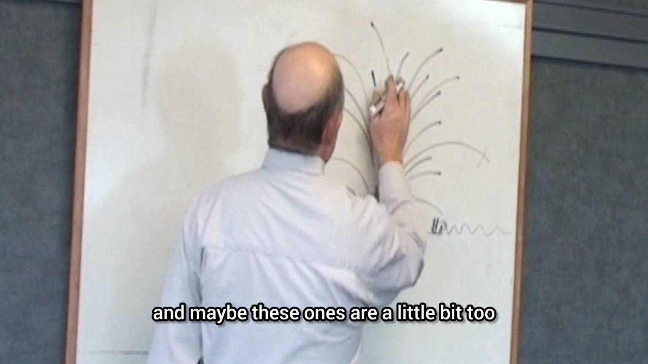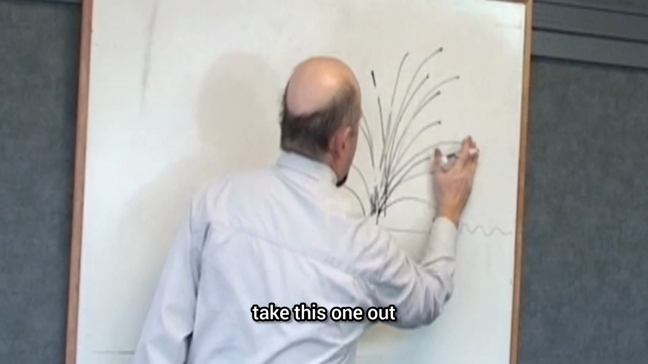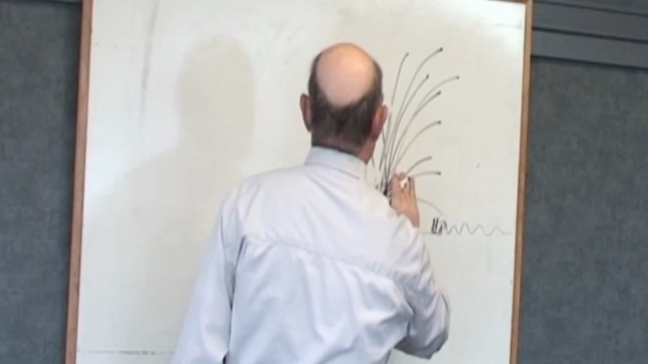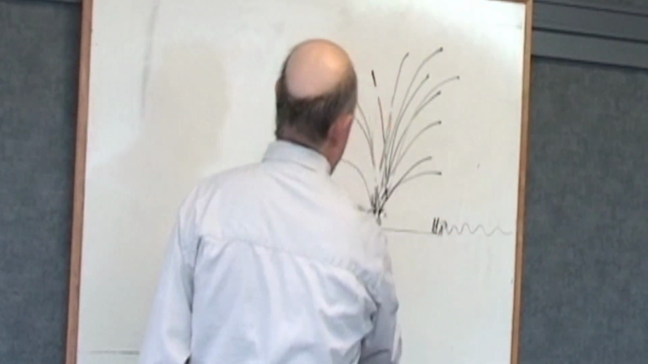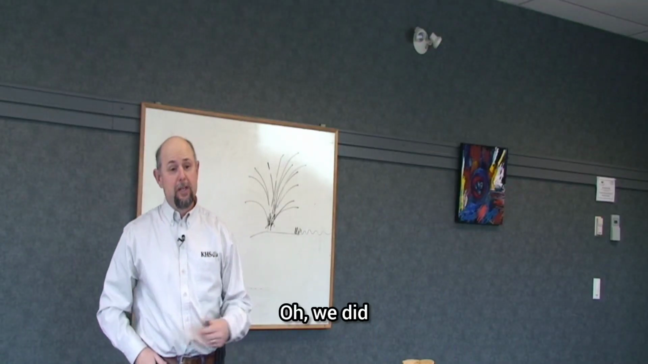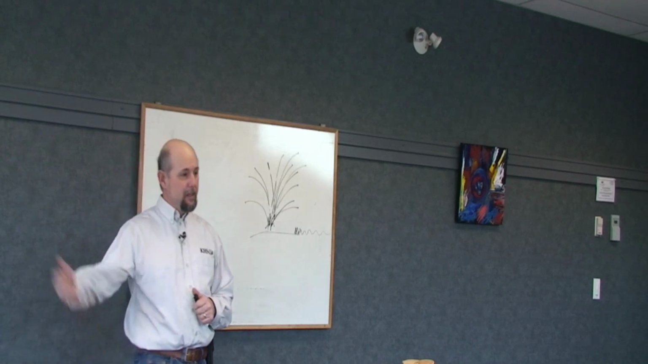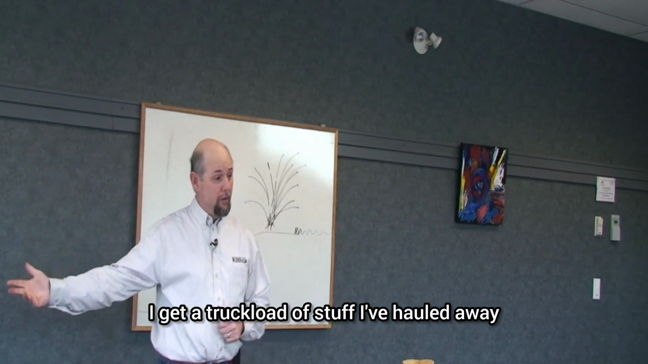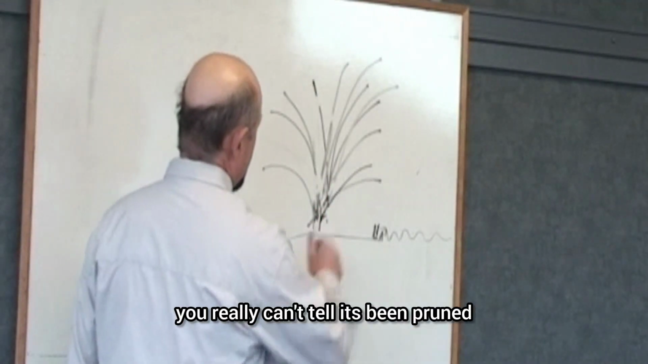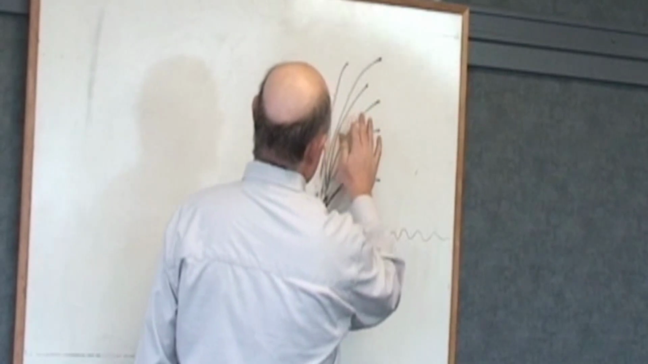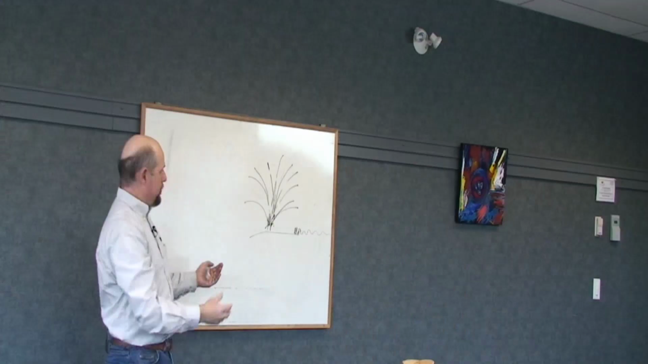And maybe these ones are a little bit too tall, so we take those out. We take this one out because it was over the lawn. And we take this one out because it's too low, because we want to get under there and keep it clean. Oh, but they don't look like it. Exactly. And I get a truckload of stuff I've hauled away. But when you look at it, you really can't tell that it's been pruned. But by selective removal of branches, we come back to that nice uniform shape.